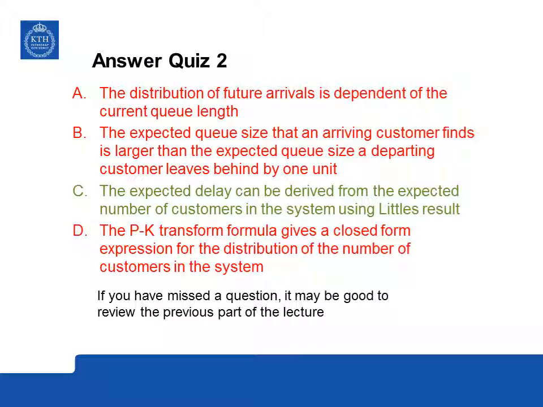The expected delay can be derived from the expected number of customers using Little's result. That is correct. And the PK transform formula does not give a closed form expression. It gives a relationship between the Laplace transforms of the delay and the service time. But in general, this is not a closed form expression. It has to be evaluated numerically.